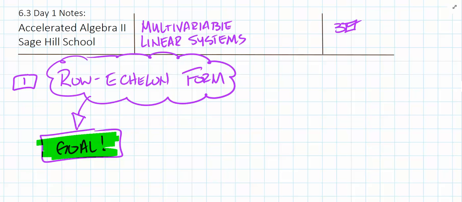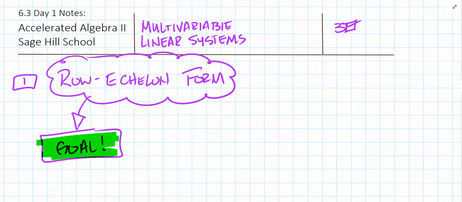So the goal for this day one is to understand what row echelon form actually is, what it's used for, and how we get there. What I'm going to do is show you a system. It's going to have 3 variables in it, and there are going to be 3 equations in it.